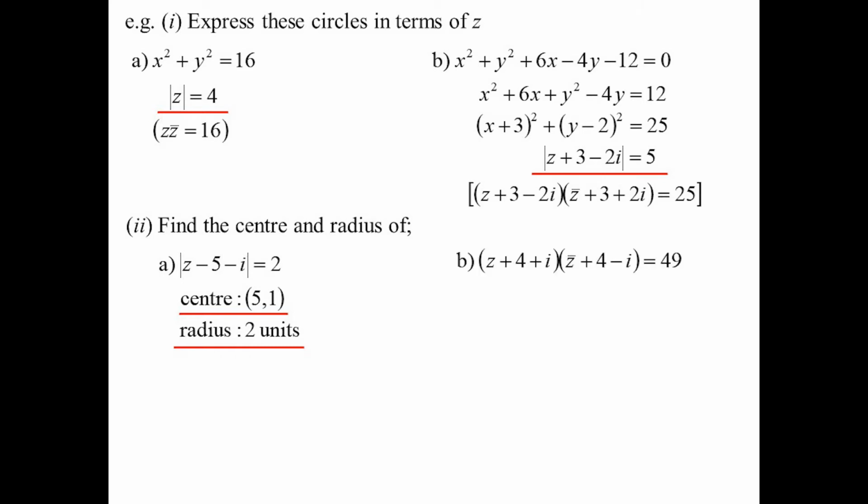This one's in conjugate form, so it's the first parentheses I'm really looking at. So it's z minus the centre. So the centre would be negative 4, negative 1. And this one is when it's radius squared, so the radius would be 7. Of course, if you're unsure, substitute in x plus iy for z, and then you can get the Cartesian form of the equation.